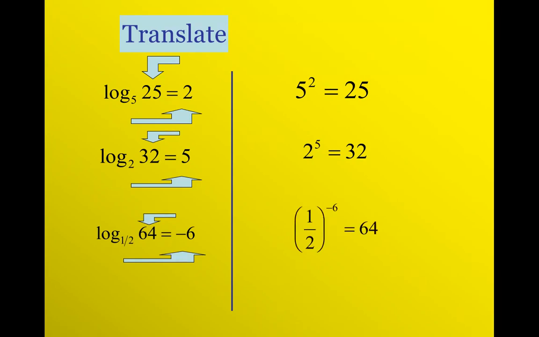And we can even check these. Does that make sense to us? Is 5 squared 25? Yes, it is. Is 2 to the 5th 32? Yes, it is. Is 1 half to the negative 6 64? Well, this is the same thing as 2 to the 6th, which is 64. So yes, it is.